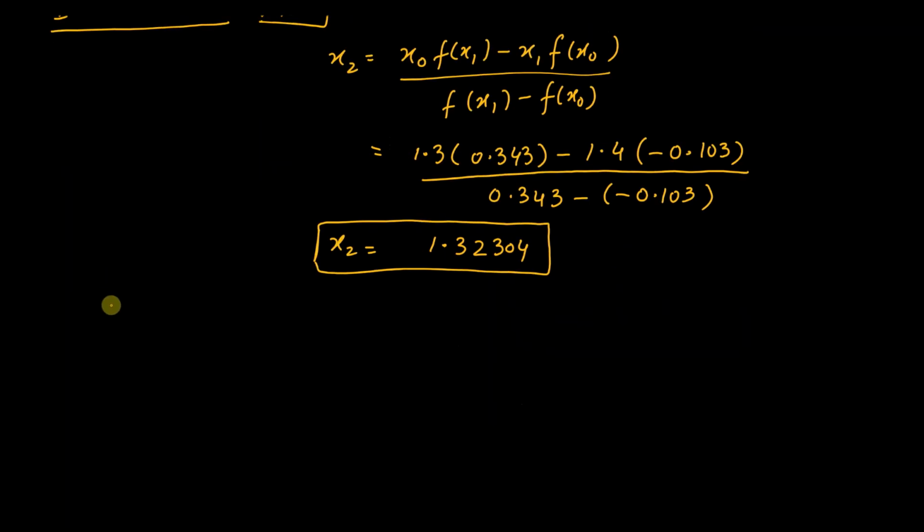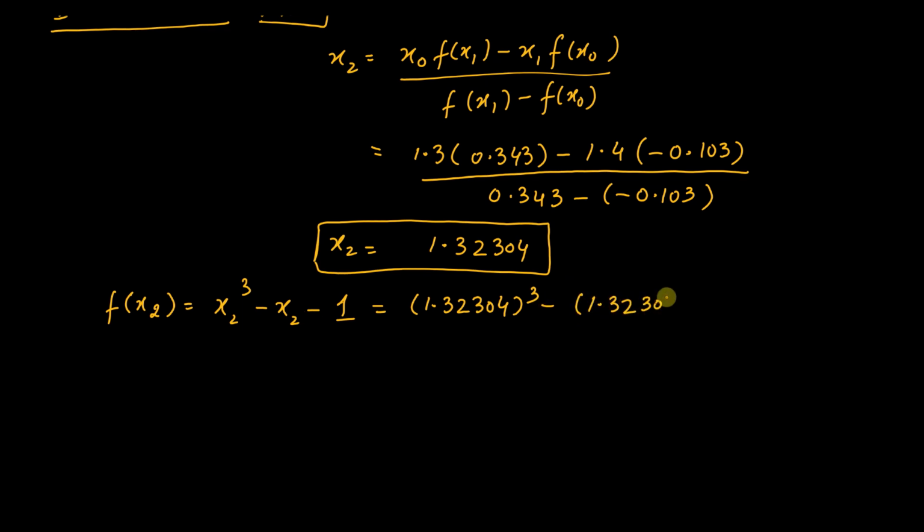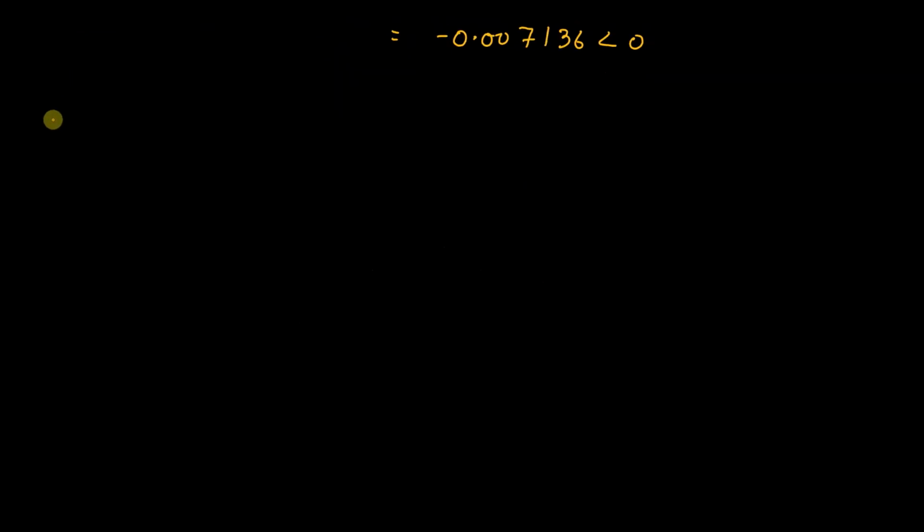We need to evaluate the function value also. F of x2 that is equals to x2 cube minus x2 minus 1. So we have 1.32304 raised to cube minus 1.32304 and minus 1, and after simplification we will get negative 0.007136, that is less than 0. After that we need to go for the second iteration.